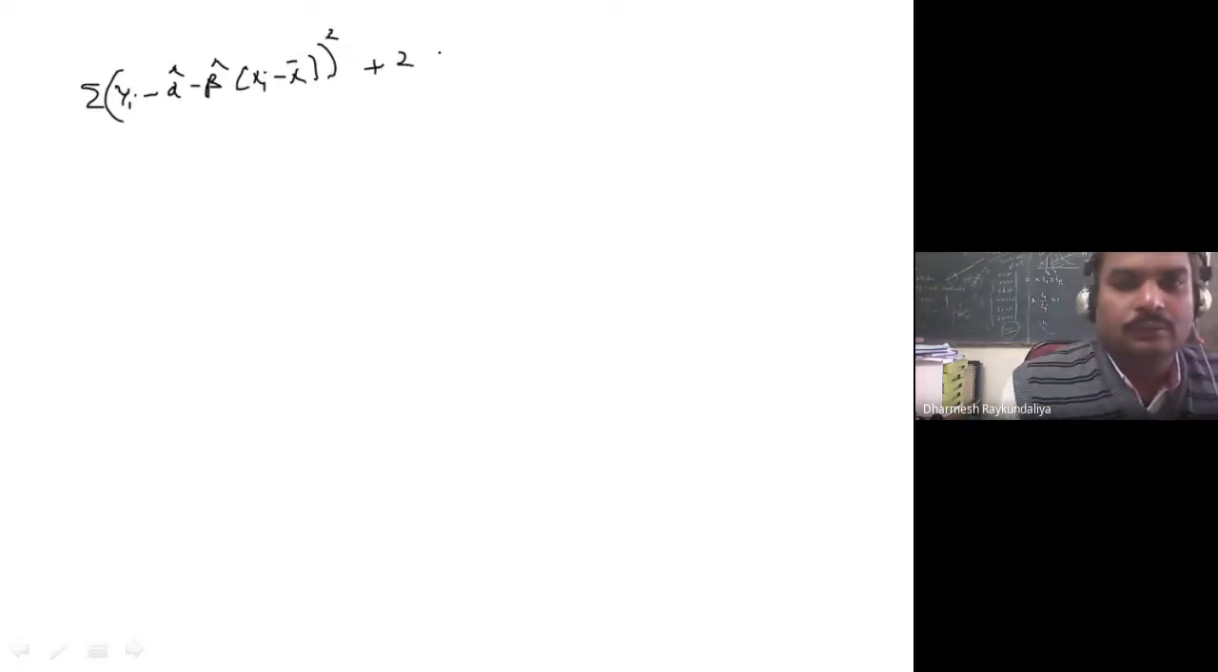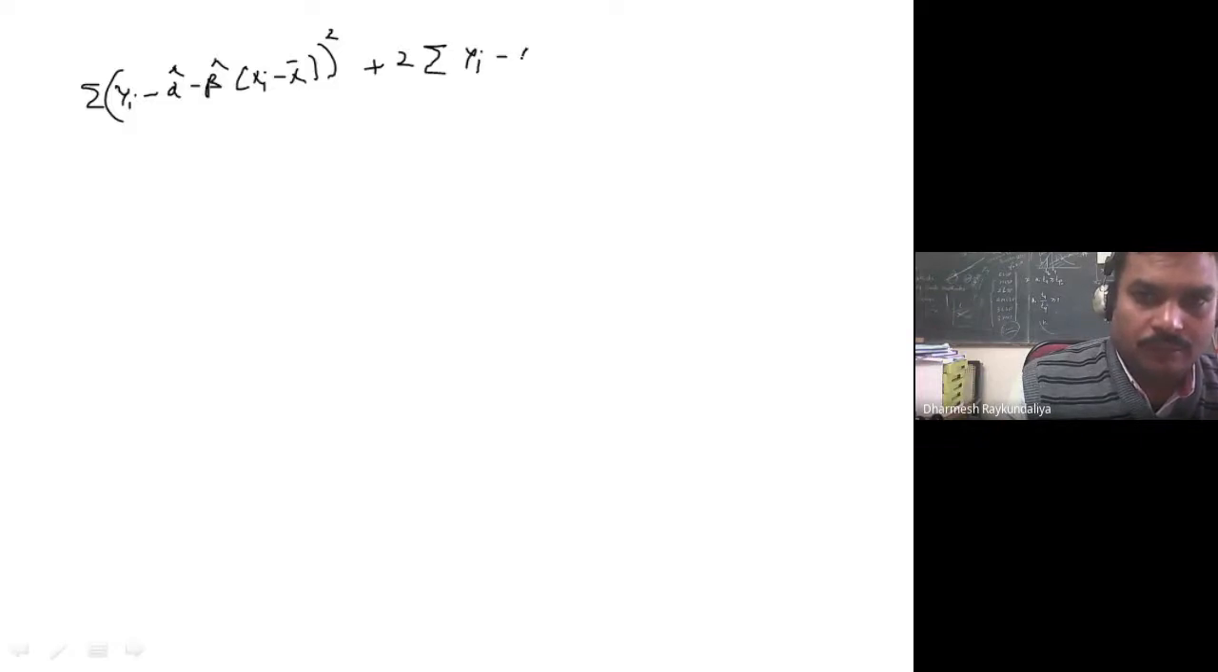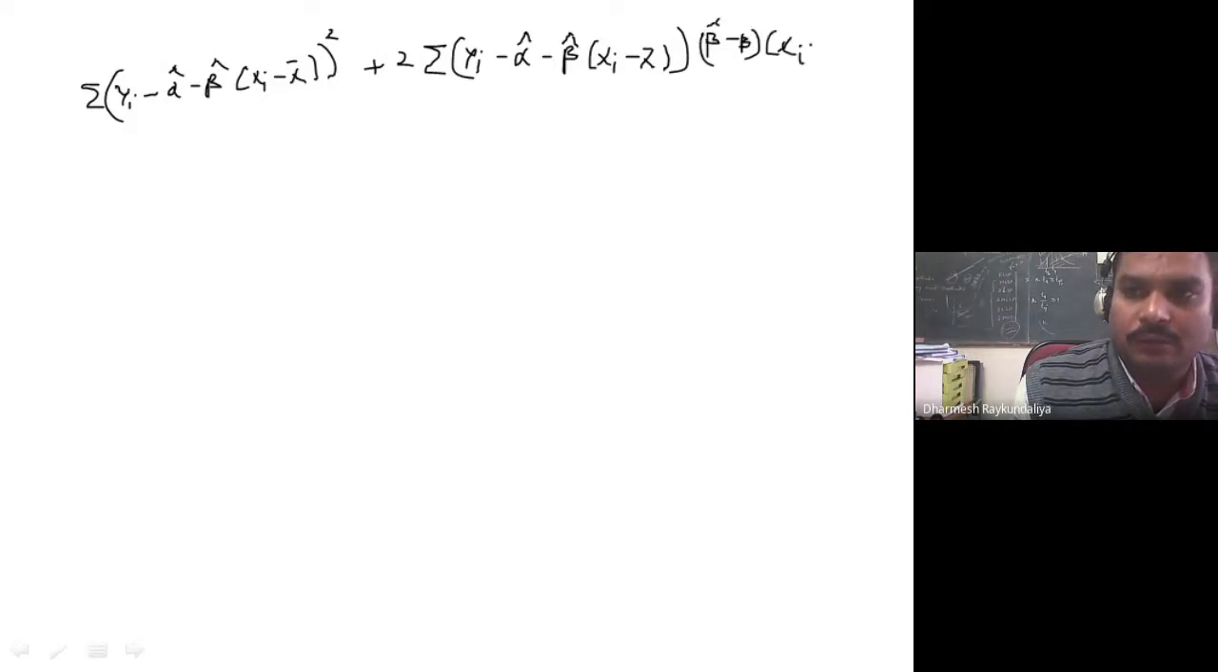It is summation yi minus alpha cap minus beta cap xi minus x bar square, plus 2 times summation yi minus alpha cap minus beta cap xi minus x bar into beta cap minus beta xi minus x bar. Okay. Now this term we can continue as it is.